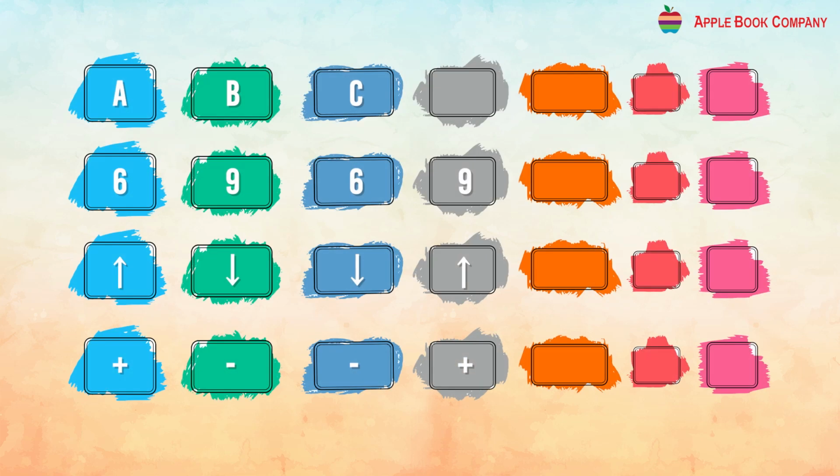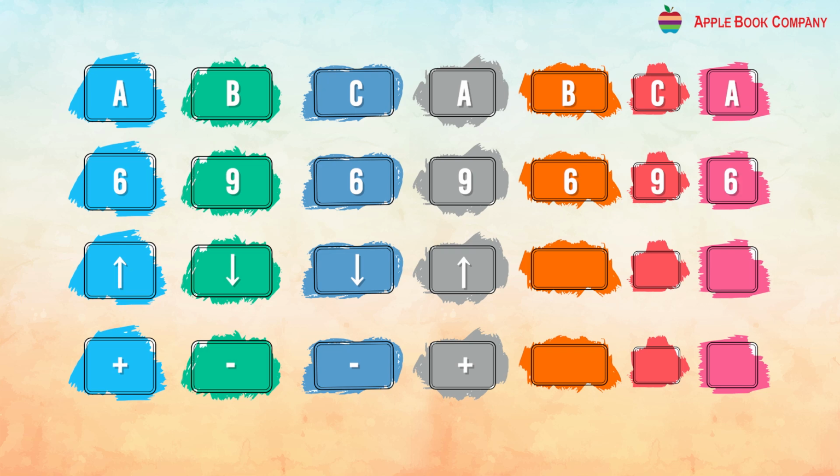Fun activity. Complete each of the following patterns. We have A, B, C. A again. Now what will come? B. Followed by C. And after C again, A. Well done. Now you have 6, 9, 6, 9. What will come? 6, 9, 6.